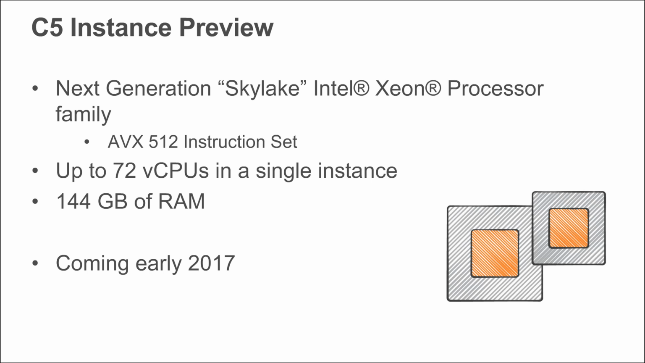And the last really cool feature of the C5 instance is that it's going to contain our latest generation Elastic Network Adapter. And that's going to provide even better network performance from one EC2 instance to another than what's available on our C3 or our C4.